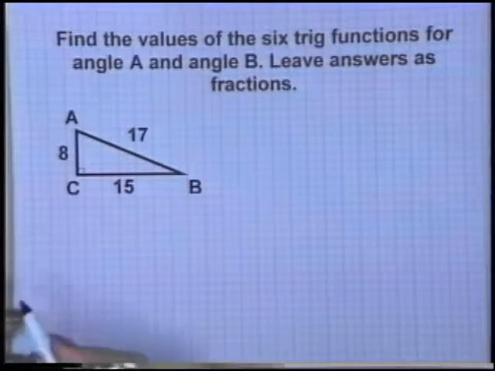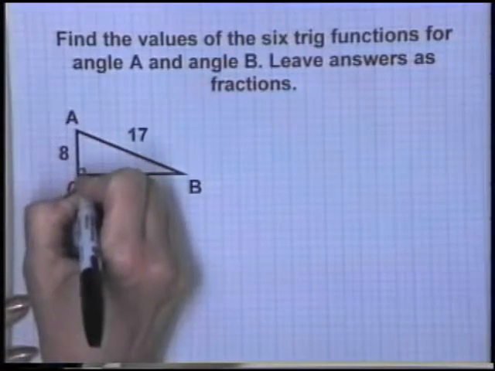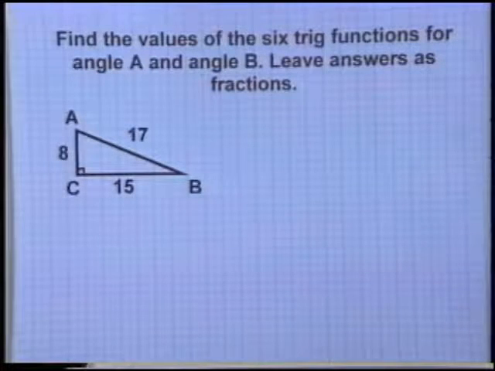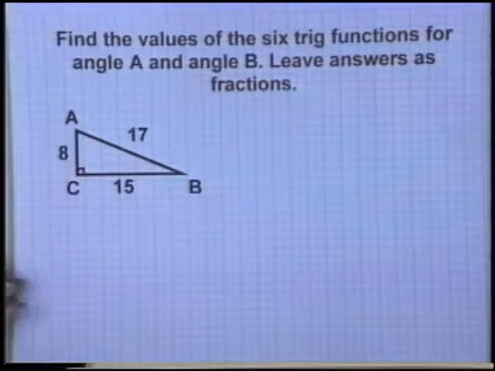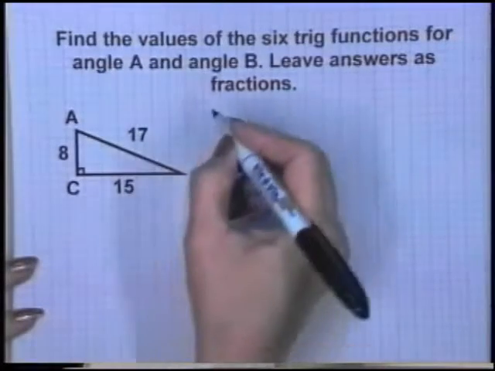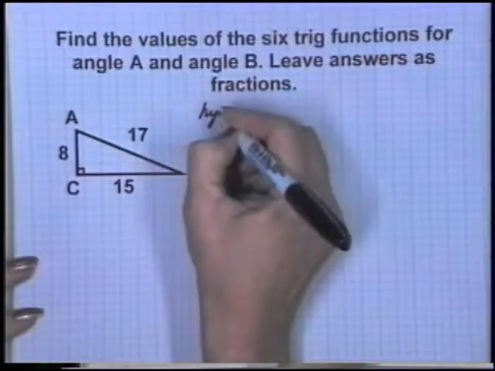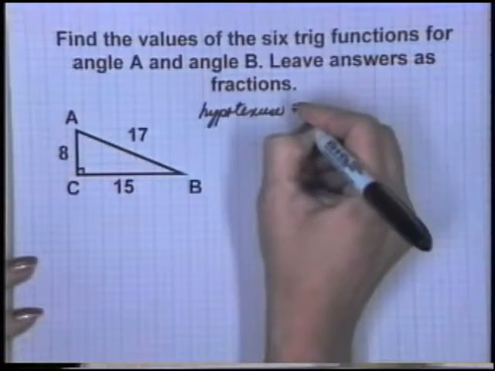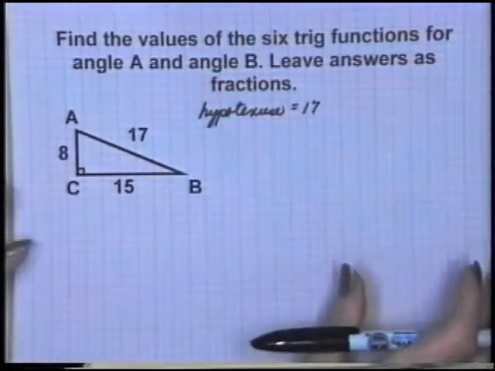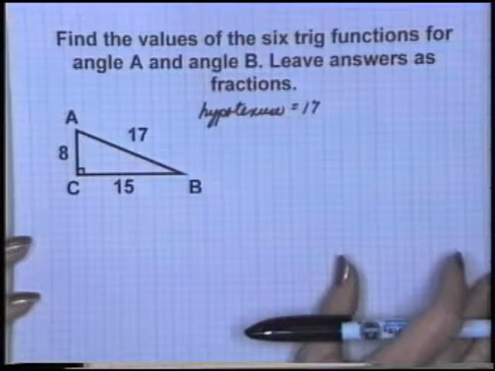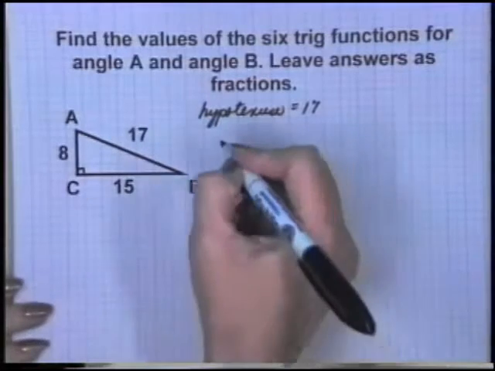And so here I have a right triangle. Notice that angle C is the right angle, and that's pretty standard practice. So since C is the right angle, in this case we know that the length of the hypotenuse equals 17. So we'll make note of that. Let's find all 6 trig functions of angle A first.